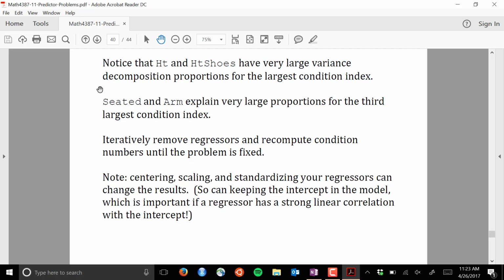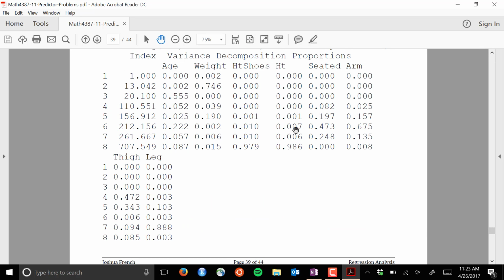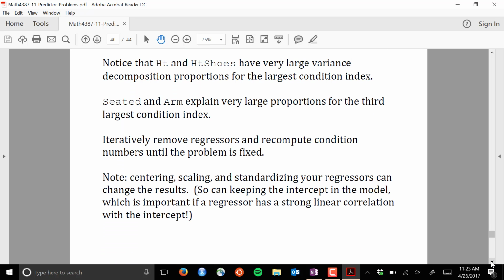So, as I mentioned, based on our previous analysis, we noticed that height and height shoes had very large variance decomposition proportions when we were looking at this table right here. We also noticed that we had a problem with seated, and the seated and arm variables also had large variance decomposition proportions and a high condition index. And so it's a good idea to actually remove one of those predictors at least. So we'd probably remove height or height shoes. We'd also remove one of seated and arm. And after we identify these collinear regressors, what we would do is refit the model.